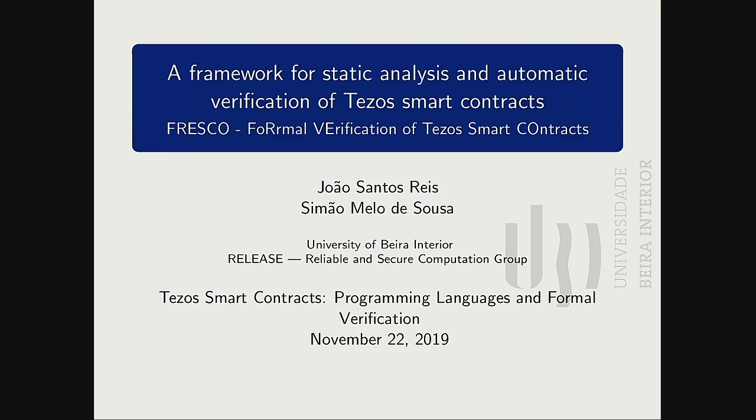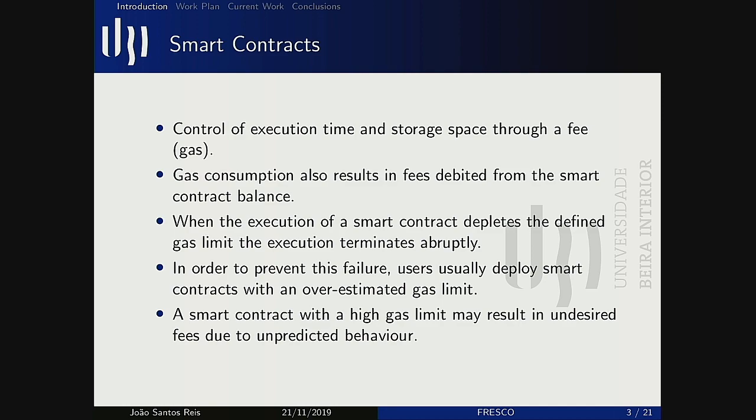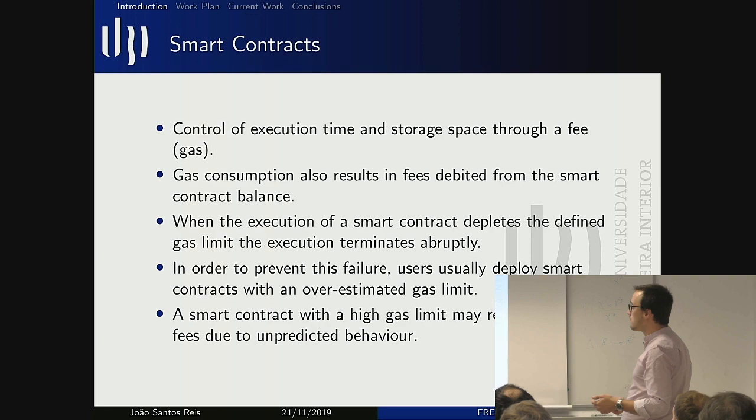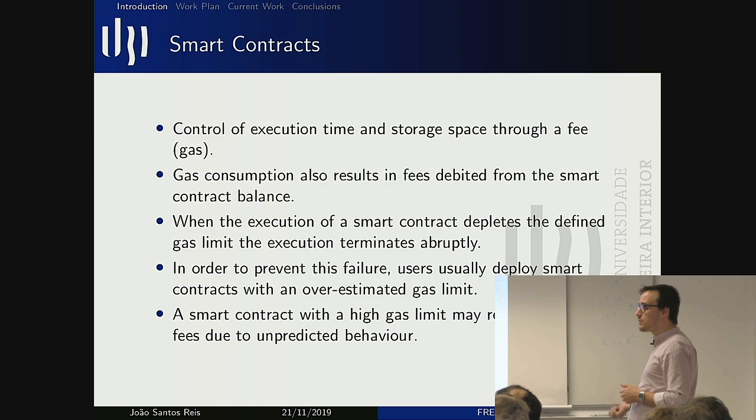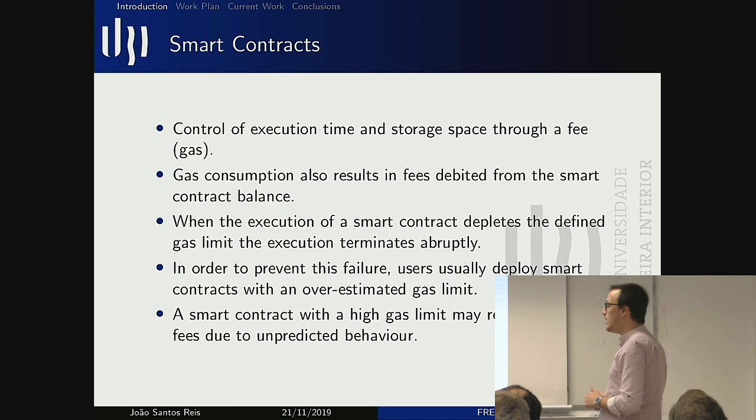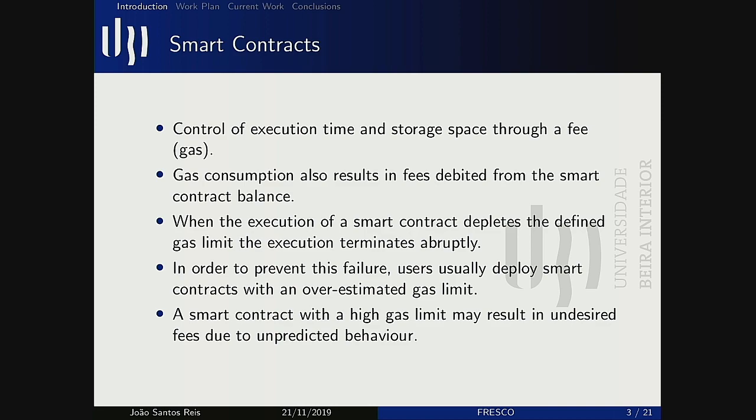So, as we all know, smart contracts have an execution time and storage space control mechanism through a fee that is gas. Gas consumption can also result in fees that will be debited from the smart contract balance. And when the execution of a smart contract depletes the defined gas limit, then the execution terminates abruptly. In order to prevent this failure, developers of smart contracts usually just deploy the smart contracts with highly estimated gas limits, so that it probably never runs out of gas.